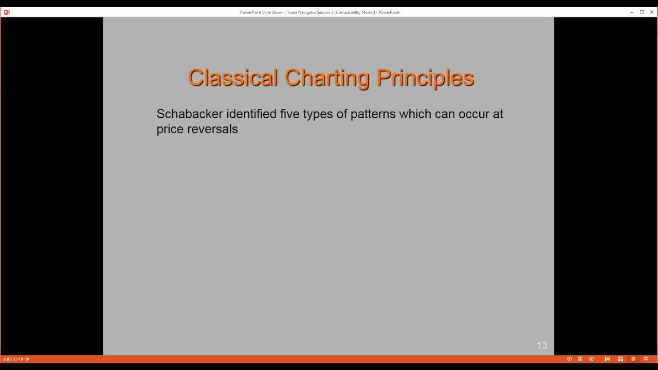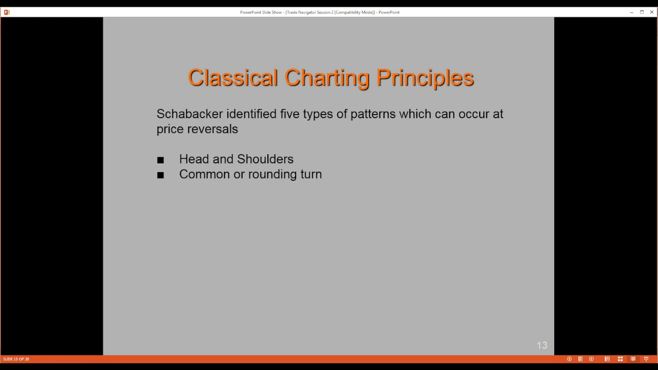Schabacher identified 5 types of patterns which occur at price reversals. I'm going to the textbook here, but I want to identify the 5 patterns that Schabacher says are patterns where we can have market reversals. The rest of the patterns are continuation patterns and at times can be reversal patterns, but those are the gross exceptions. The head and shoulders pattern: if drawn correctly, analyzed correctly, and understood correctly, it is the most reliable of all classical chart patterns.